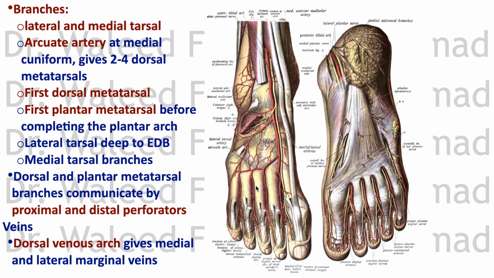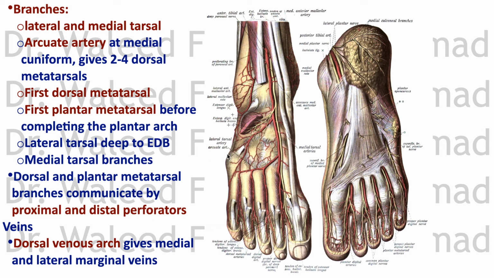Dorsal and plantar metatarsal branches communicate by proximal and distal perforators. The perforators, one proximal and one distal, pass through the interossei. Remember, the proximal and distal perforators are between the dorsal metatarsals and the plantar metatarsals, the one you see here.